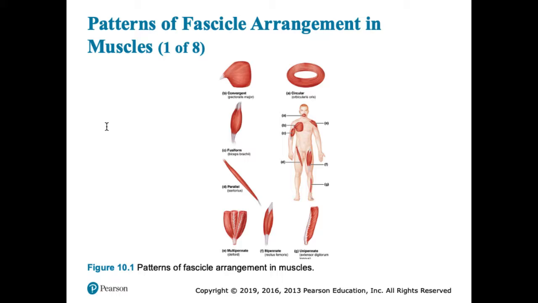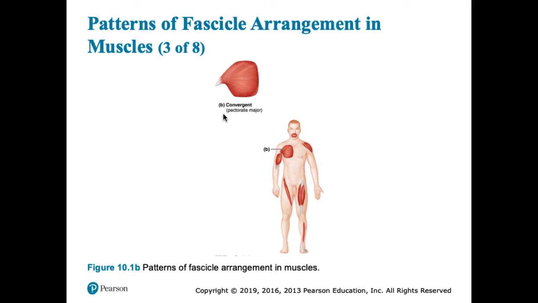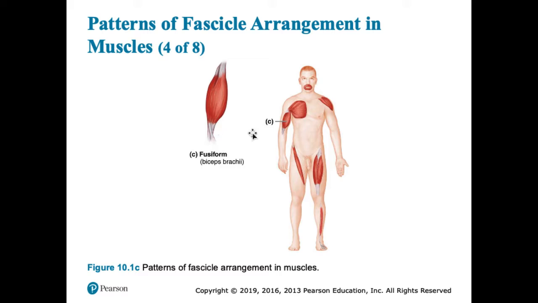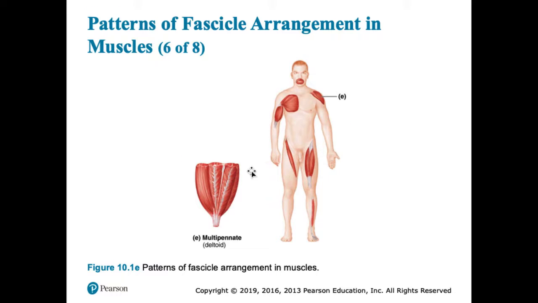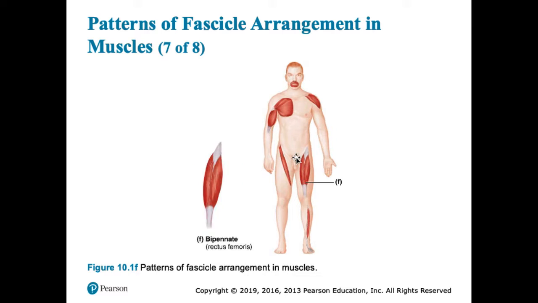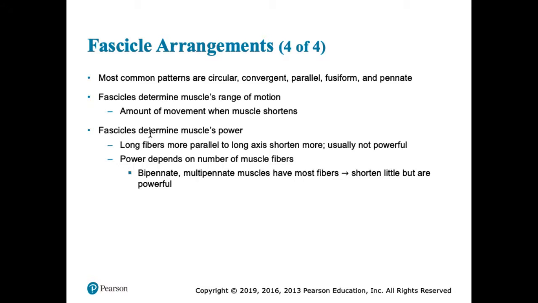These are the fascicle arrangements that you will need to know. Here they are specifically. A lot of the arrangements are circular. They can be convergent, and of course where they're located. Fusiform, parallel, multipinnate, bipinnate, unipinnate. The most common are circular, convergent, parallel, fusiform, and pinnate.